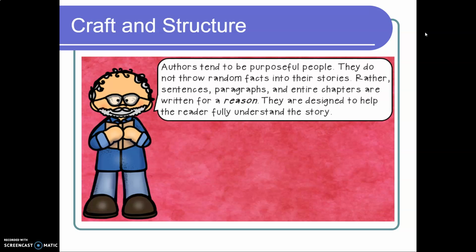Authors tend to be purposeful people. They do not throw random facts into the stories. Rather, sentences, paragraphs, and entire chapters are written for a reason. So they choose the wording that they choose, or they write the paragraph that they write, or that sentence, because they feel that they needed it for a reason. They are designed to help the reader fully understand the story. It may be to show a character trait, or it may be to show what the setting is truly like. But all of those things are written for a purpose.